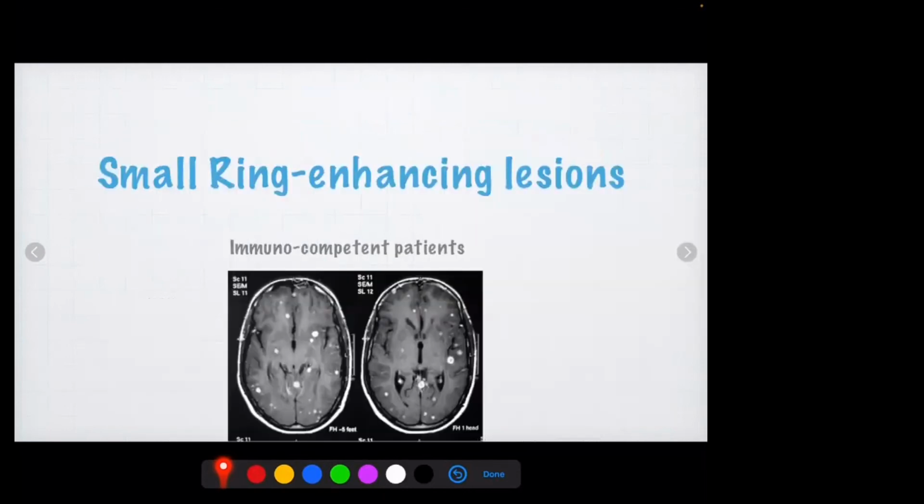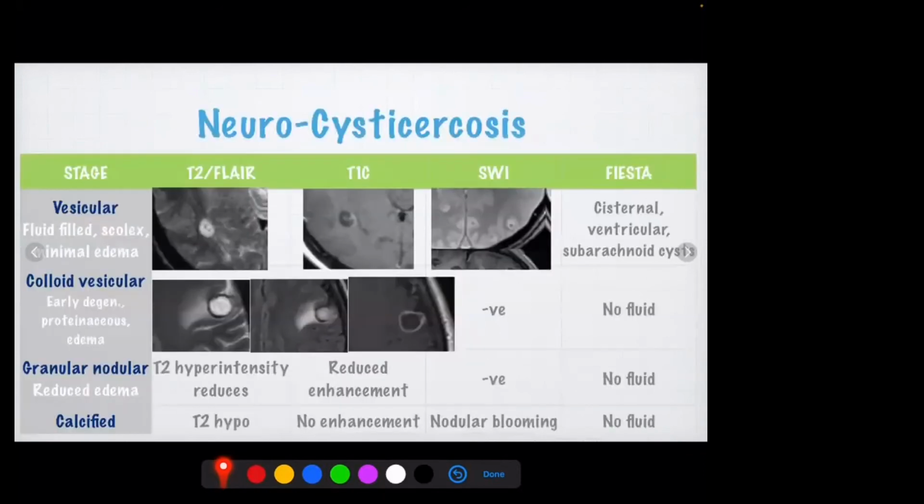Now we come to the smaller ring enhancing lesions, less than 1 or 2 centimeters. Broadly speaking, immunocompetent and immunocompromised patients would have different causes. TB, of course, is common in both, but in a normal healthy person with smaller multiple lesions, we would at least think of cysticercosis, which is becoming less common, but we still see it in many parts of Rajasthan and even in a few places in Gujarat.